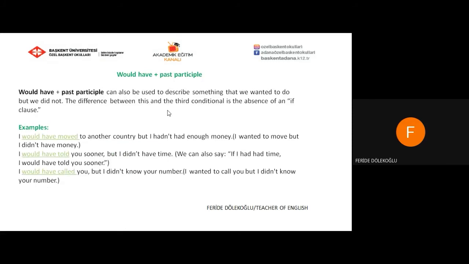Would have plus verb 3 can also be used to describe something that we wanted to do, but we didn't. The difference between this and the third conditional is the absence of an if clause. For example, I would have moved to another country, but I hadn't had enough money. Here, we don't use an if clause, but the meaning is the same. It means I wanted to move, but I didn't have money.